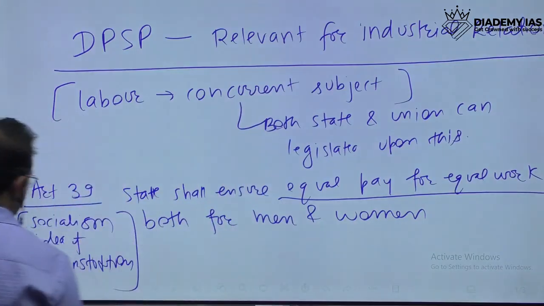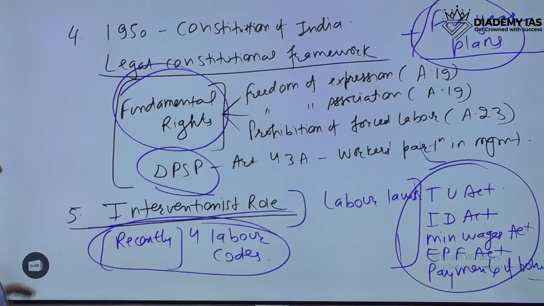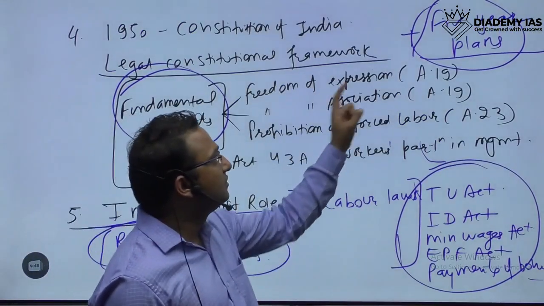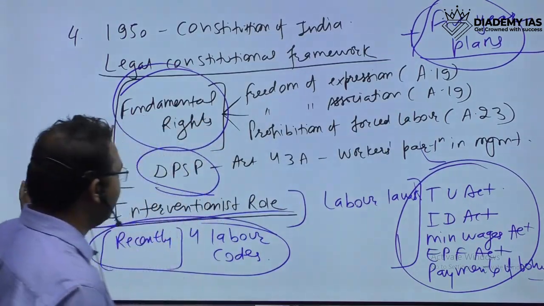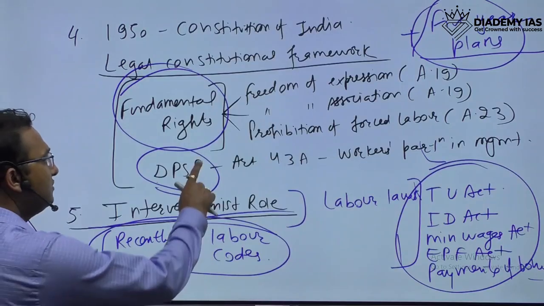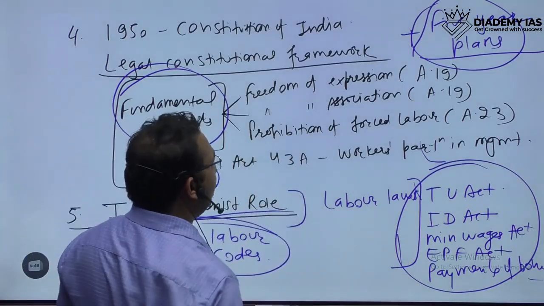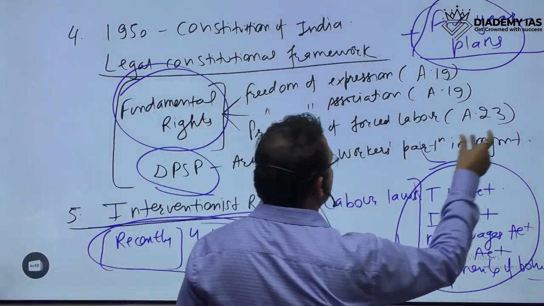Then we have that labor is a concurrent subject. Already we have seen the fundamental rights, Article 19, Article 23, and one more DPSP is there, that is Article 43A, which talks about workers' participation in management.